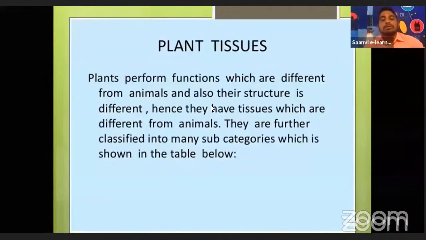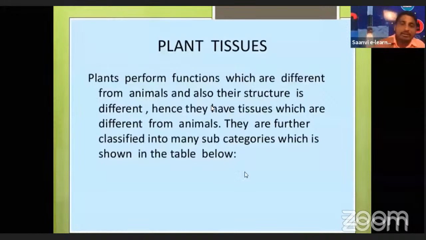So they have tissues which are different from animals. Because the structure is different, the particular function is also different. That's why plant tissues are also different from animals. They are further classified into many subcategories, which is shown in the table below.